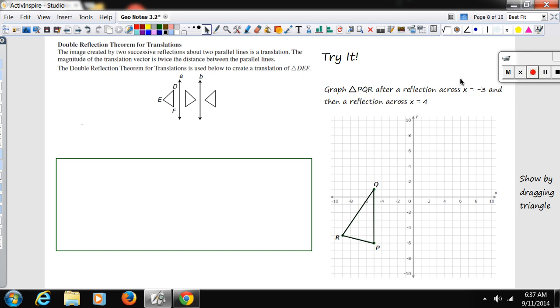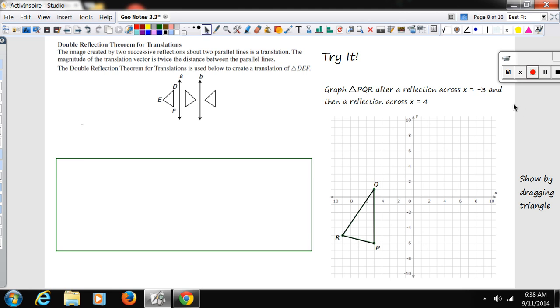Okay, so you try it. What I want you to do is pause the video, draw a line at x equals -3, which would be straight down. Then draw a line at x equals 4, and then flip them both and see if it comes out. See if it's an actual translation. Pause the video and then try it on your own. See what happens. Come on, pause the video, try it on your own. You guys know you need to do that.